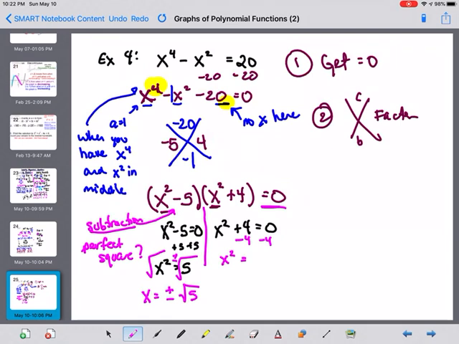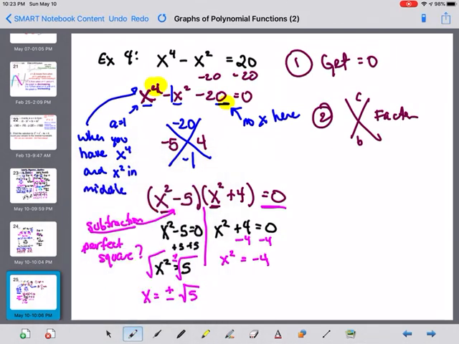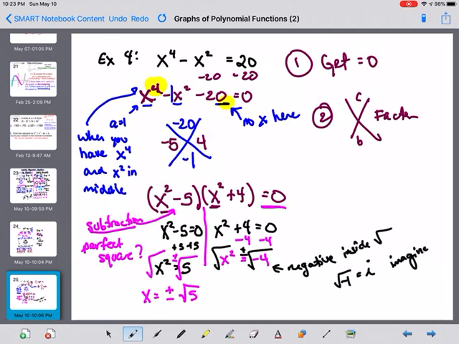Now let's do the other one. I minus 4 on both sides. X squared equals negative 4. We take the square root of both sides and we put a plus or minus. Remember that if you have a negative inside our square root, the square root of -1 equals i because it's imaginary. Okay? So it's not a real root.